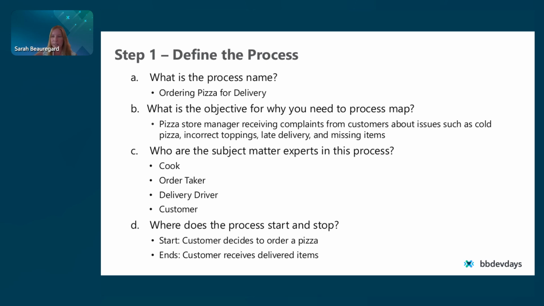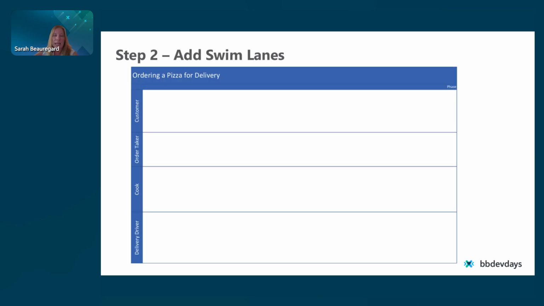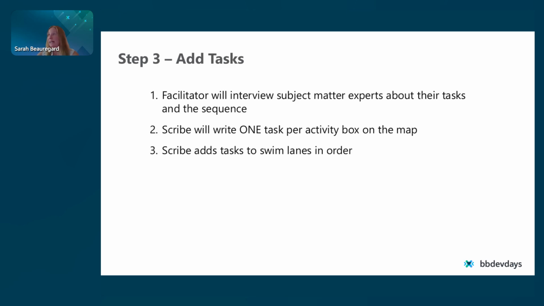So on the next slide, then, let's go ahead and take a look at the shell of our swim lane process map that we've set up. So we put our title on the process map, as well as we've created a swim lane for each of those subject matter experts that we just identified that are going to be participating. All right, so we've added those to our map to get us started. Then on the next slide, we're going to go ahead and start adding our tasks.